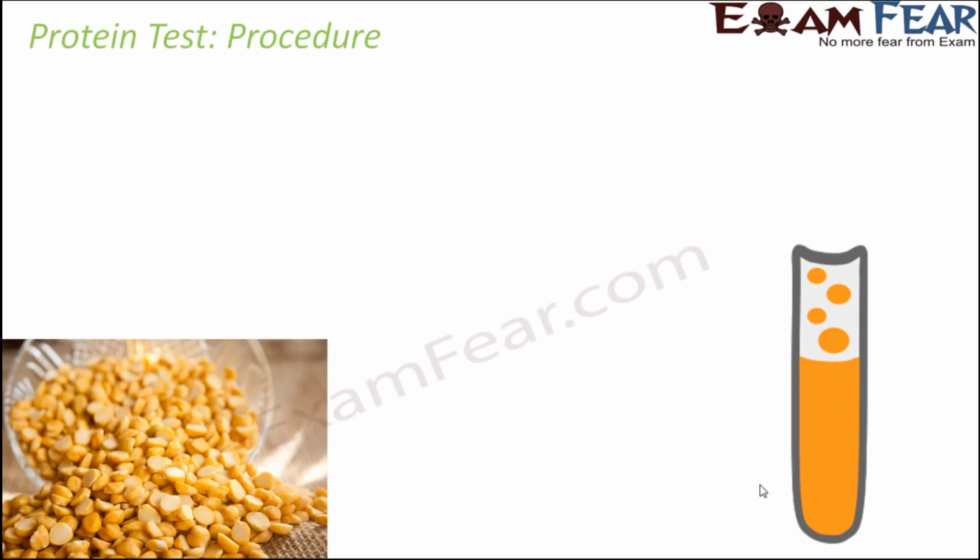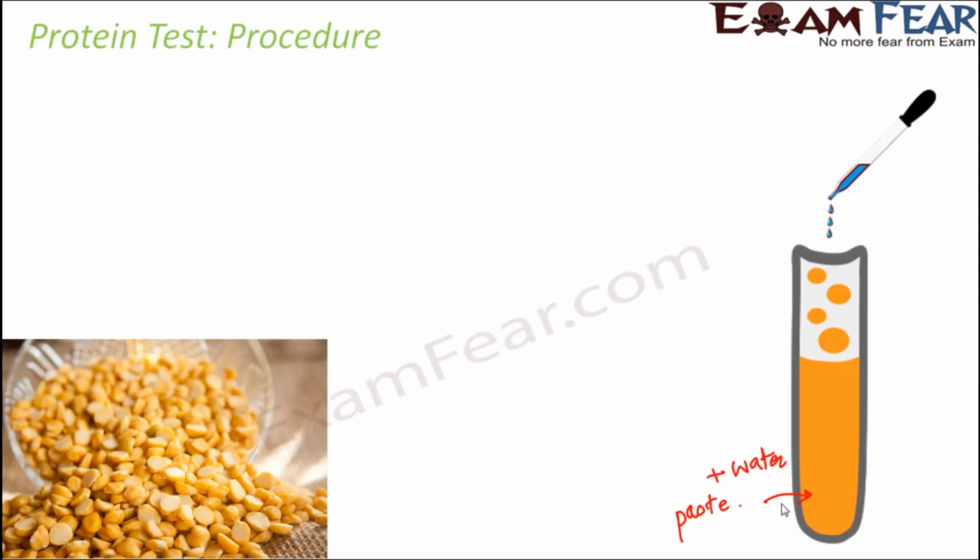So this is your test tube, and inside the test tube you take the paste which you have prepared by grinding these pulses. Now here you would have the paste of the pulses, and you also add some water to it. So you will get a kind of semi-liquid thing which has the paste of the pulses and some water. Okay, so now what do we do?